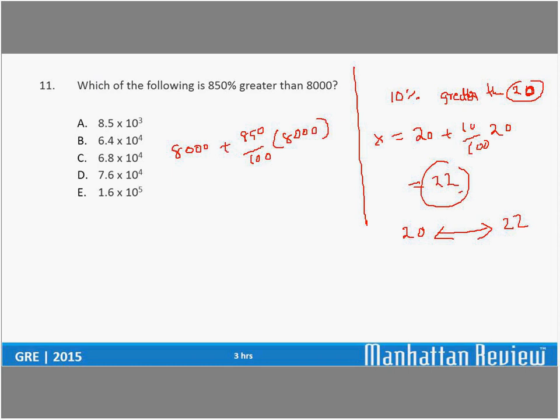Now you can calculate, or you can take 8,000 common first. 850 by 100 is 950 by 100. So the zeros cancel, and it is nothing but 95 into 800.